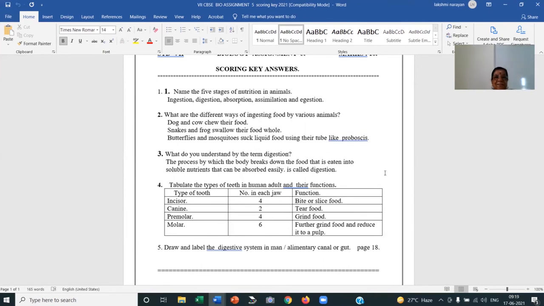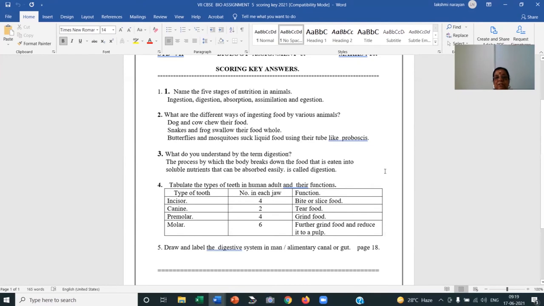Incisors, 4 in number, meant for biting or slicing the food. And canines, 2 in number, tearing the food. And premolars, again in each jaw, grinding the food. And molars are 6 in number. They are meant for further grinding of the food and reducing it to pulp. So I say for each jaw the dental formula: incisors 4, canine 2, premolar 4, and molar 6.